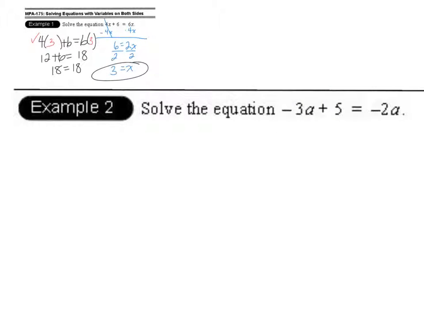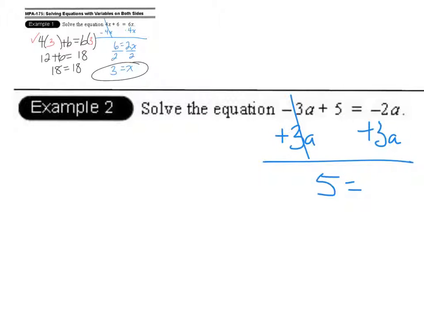This time I've got negatives, so if I want to get rid of negative 3a, I'm going to add 3a to both sides of the equation. So negative 3a plus 3a is no a. So all I have left on the left is 5 equals negative 2 plus 3, which is 1a, and you don't have to write the 1. Oh my, we're already done. Let's go ahead and check.